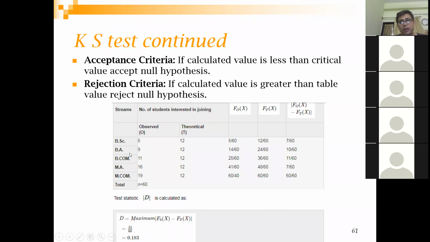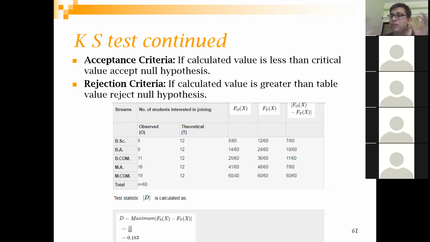BSc to be 5, you have taken BA to be 9, so you have plotted 14 by 60, like that. Okay, is it clear? Yes. Now, the KS test is a very generic test. As I said, it allows you to compare a frequency distribution with a theoretical distribution. So you could have compared with a multinomial distribution. You could have compared with any discrete distribution. So here we have compared with a uniform distribution.